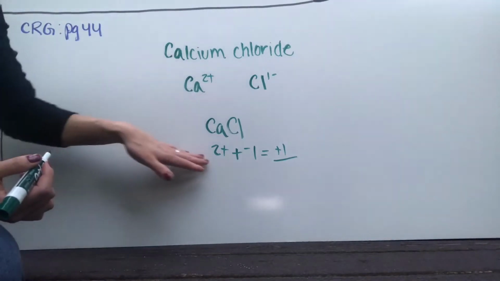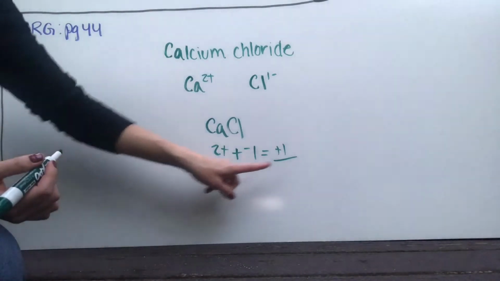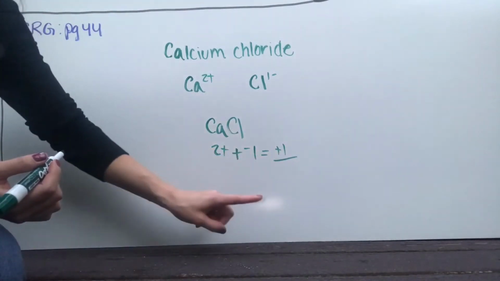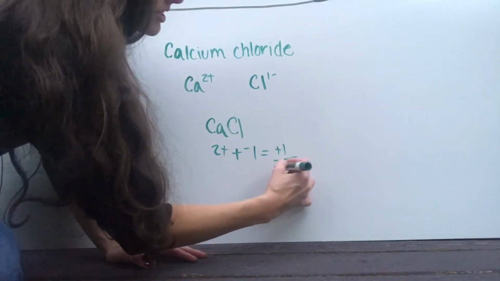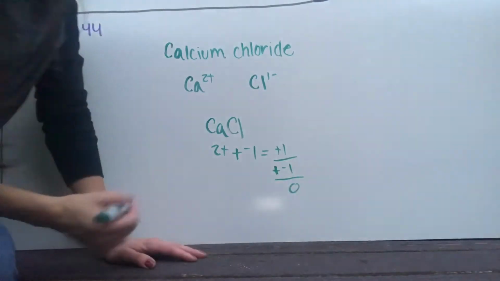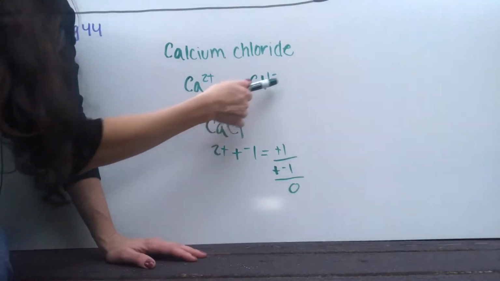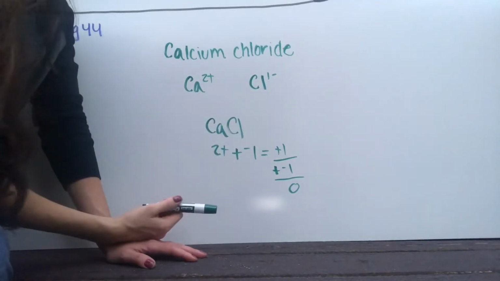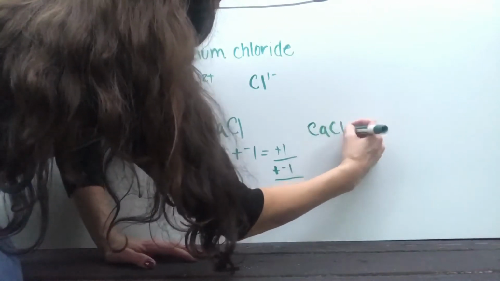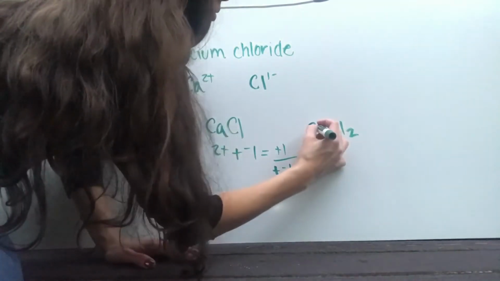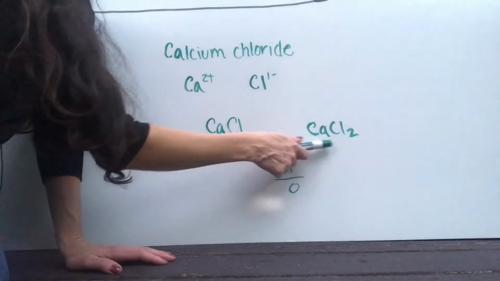So what I can do is use this to help me figure out what my chemical formula should be. If I'm going to get a +1, I need one more -1 to turn that into a 0, because a +1 plus a -1 equals 0. So I'm going to add another one of the ions that is carrying a -1 charge. So my correct chemical formula would be 1 calcium attached to 2 chlorine atoms, or CaCl2.